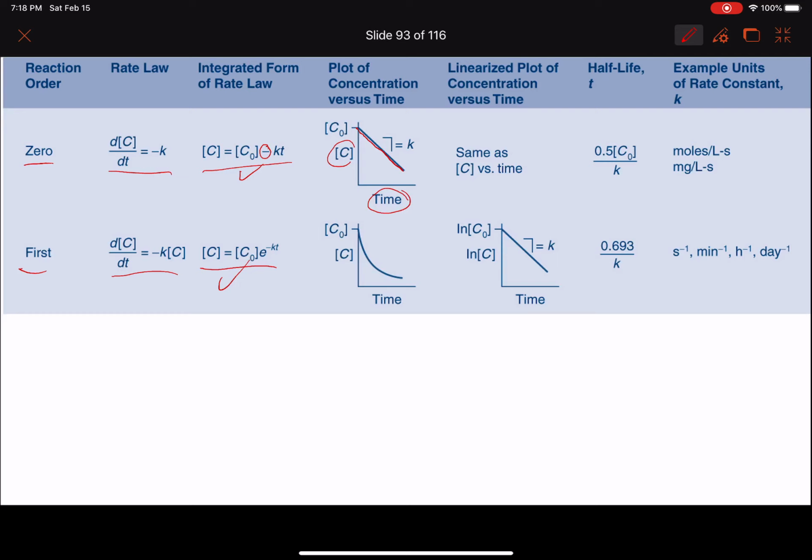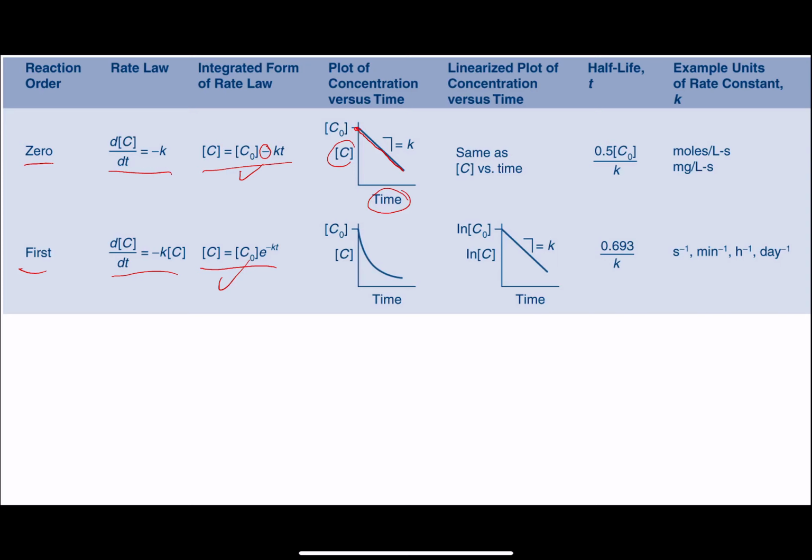Okay. The intercept is C naught, and the slope is minus K. As you can see, K is the slope, because this is equivalent to Y equals B plus MX. B is the intercept, and M is minus K. M is the slope. There is no need to linearize it, because for the zero order, it should be almost linear, and you should have the best fit for it.